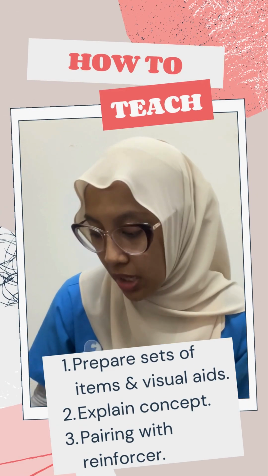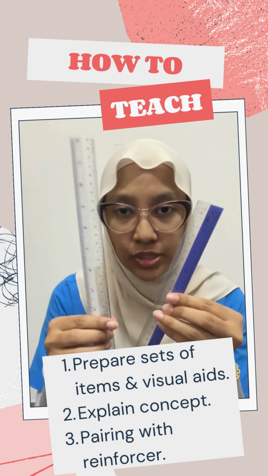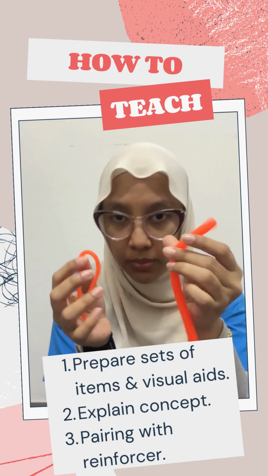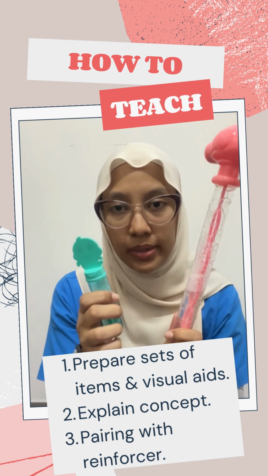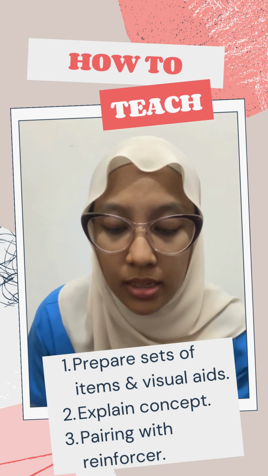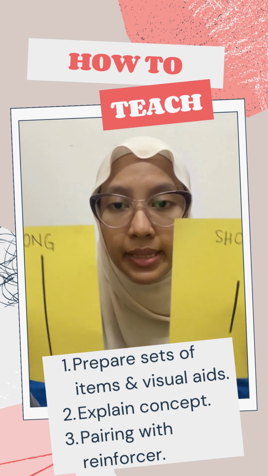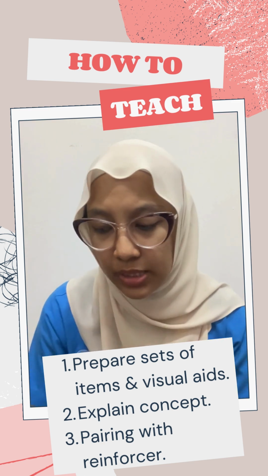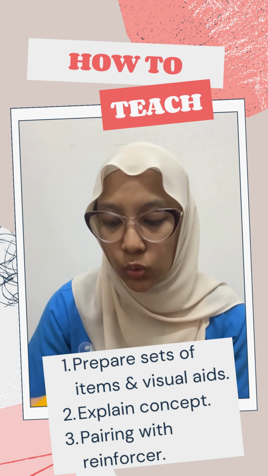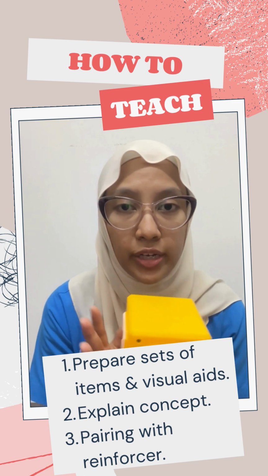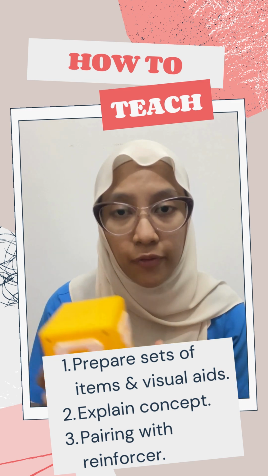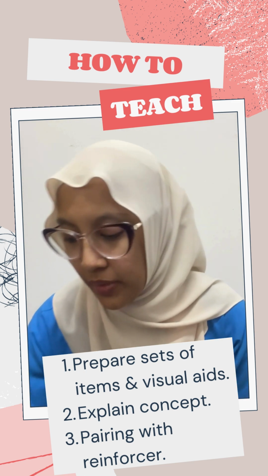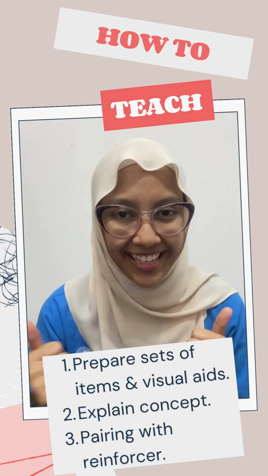Firstly, we prepare a set of long and short items, for example, this ruler, sensory tube, sensory worm, as well as this bubble. Second step is we prepare visual aids for them to identify better so they can match the item. And lastly, don't forget to include pairing the activity with a reinforcer to motivate them to answer more questions. So let's do the activity.